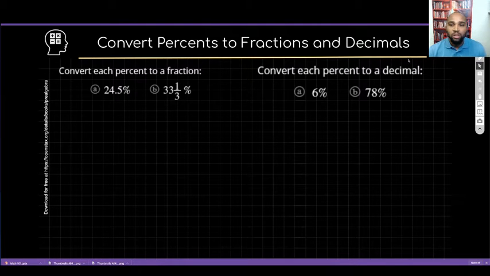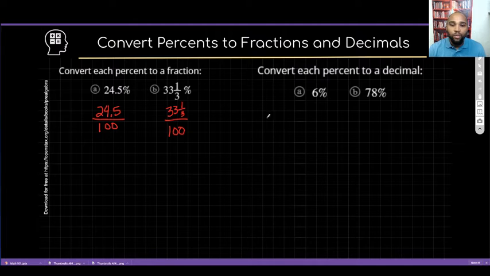All right, let's convert these percents to fractions and decimals. Convert each percent to a fraction. So how do we convert this to a fraction? Well, if we remember what a percent is saying, we're simply saying this is 24.5%, so 24.5 for every 100. And that's it right there. 24.5 over 100. So you just write it literally as it says. 33 and a third percent is 33 and 1/3 over 100. That's it.